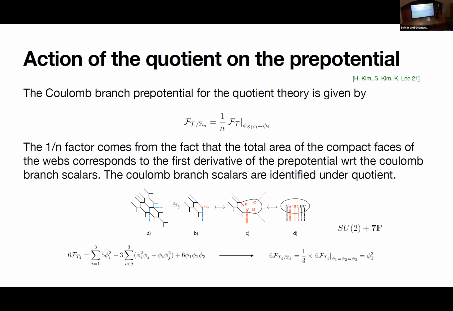Good. So indeed, this was the example that I was talking about. In this example, you can take out all these branes, and you realize that this is indeed the brane web for SU2 plus 7 flavors. And from the prepotential, you can check this. You can take the parent theory prepotential, apply this formula, and what you get is the prepotential for SU2 with 7 flavors.